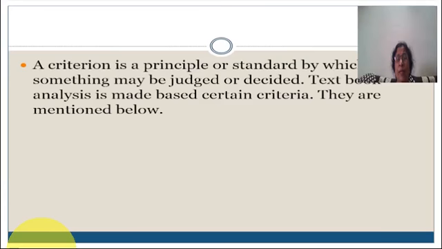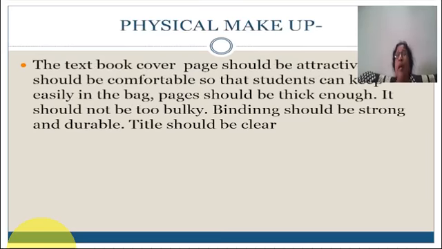You know very well that to analyze a textbook, we need a criteria. A criteria is a principle or standard by which something may be judged or decided. So, by following certain criteria, we can analyze the textbook. By setting certain parameters, we can analyze a textbook. So, in other words, when we are analyzing the textbook, we are also checking the curriculum part of it.